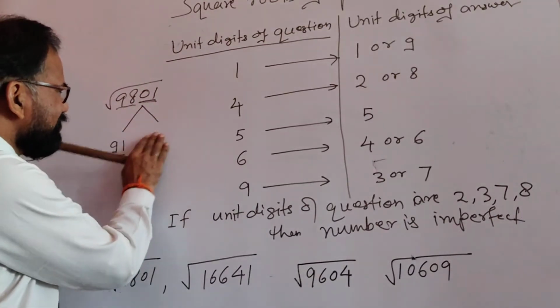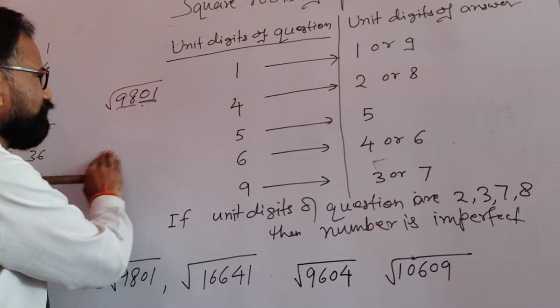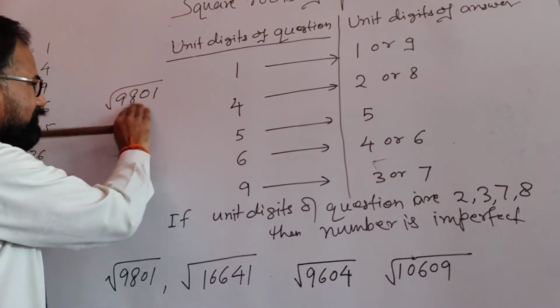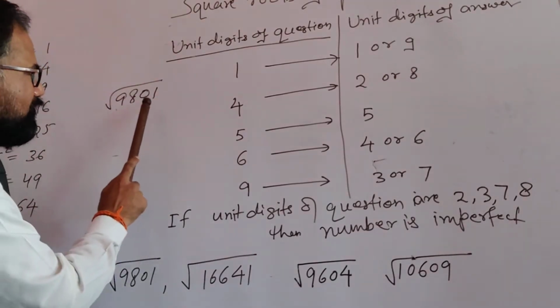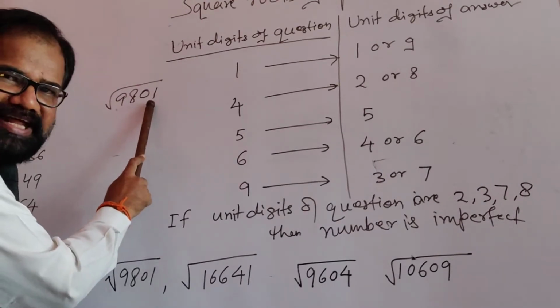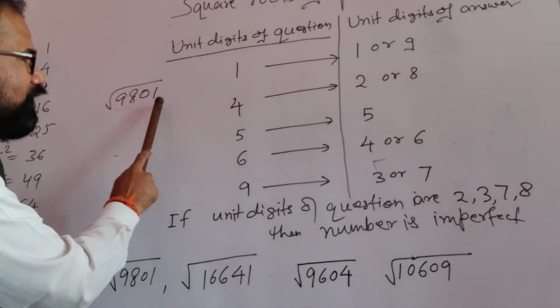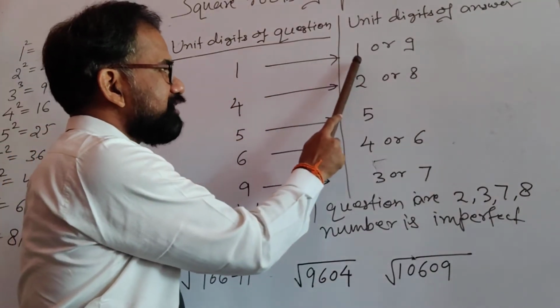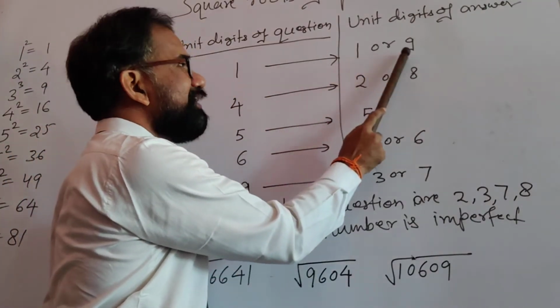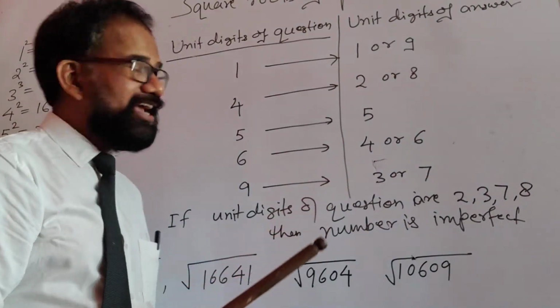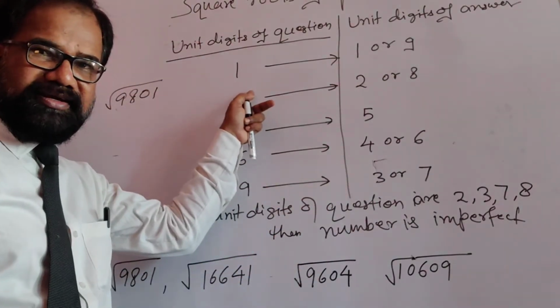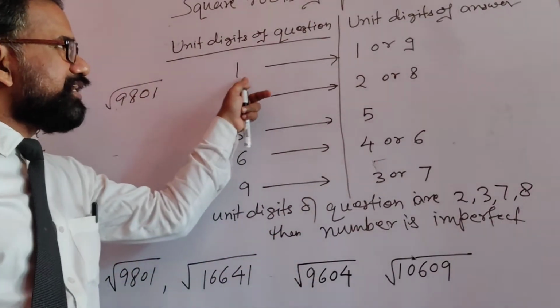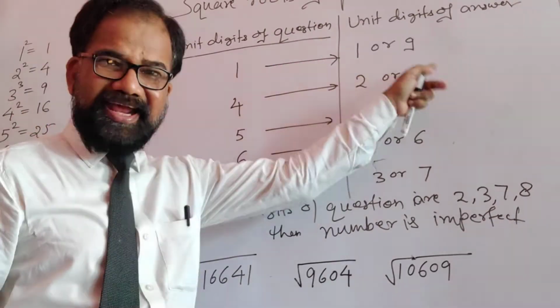Square root of 9801. This is your question, right? What is the unit digit of your question? 1. Children, if the unit digit of your question is 1, then the unit digit of your answer will be 1 or 9. Right? If the unit digit of your question is 1, then the unit digit of your answer will be 1 or 9.